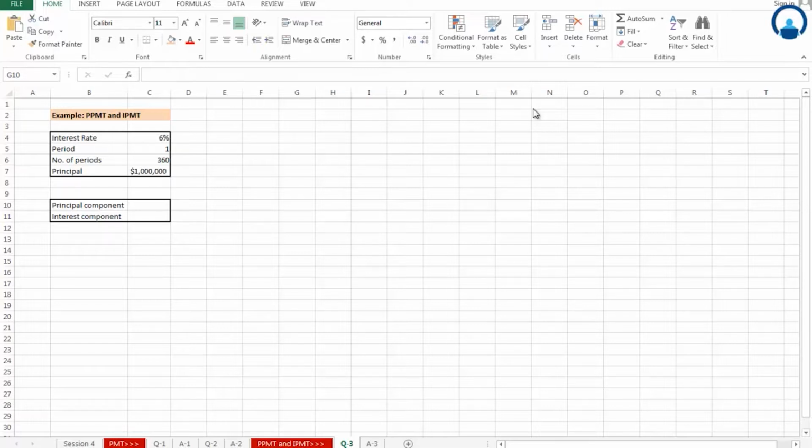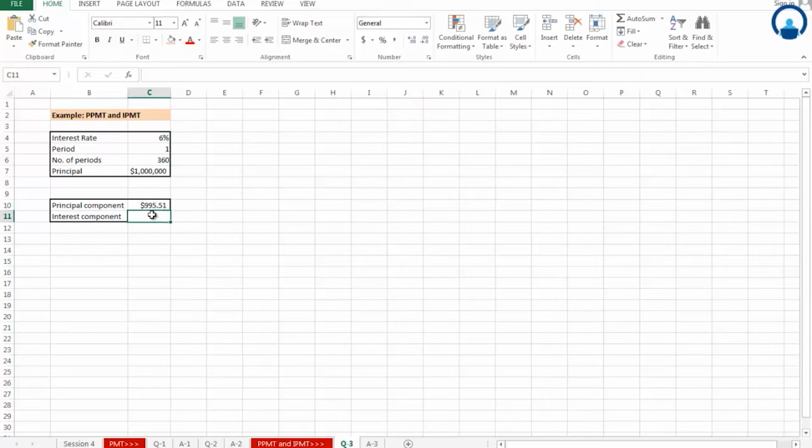Right, interest is tax deductible, so this would be really helpful to you if, with the help of these functions, you could find out the principal and the interest component of your loan. In this example, we are going to calculate the principal component and the interest component of an individual payment. So as you see over here, we have the annual interest rate, we have the period, we are on period 1, the total number of periods are 360, and the principal is $10 lakhs.